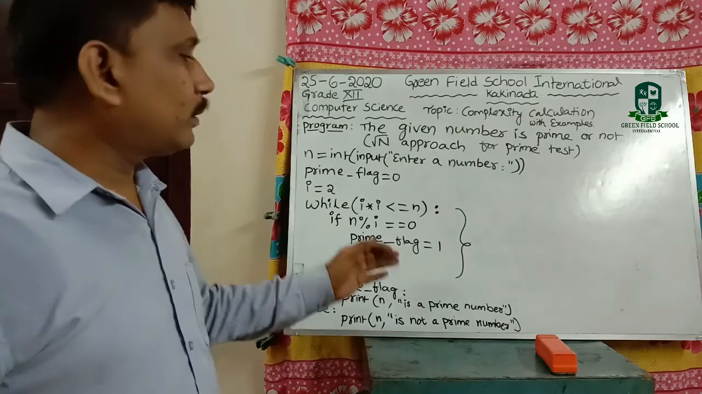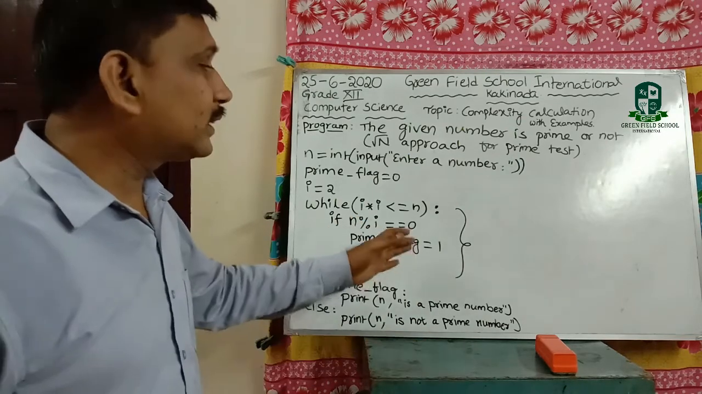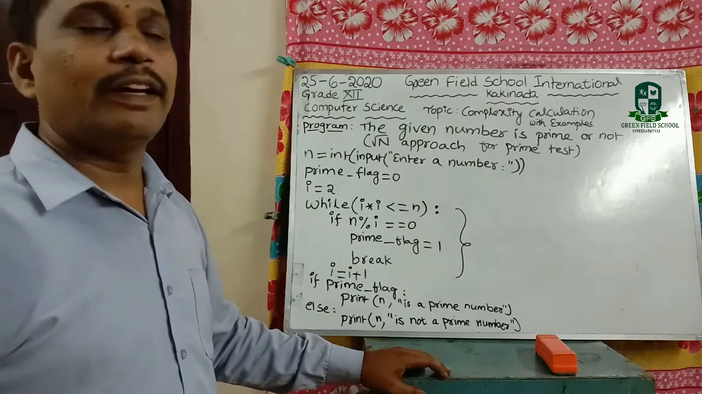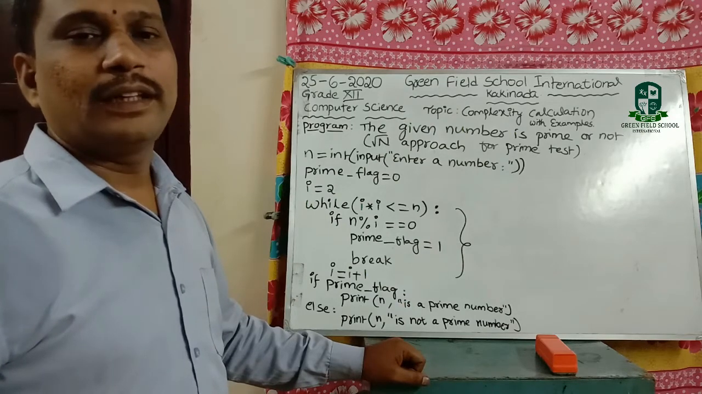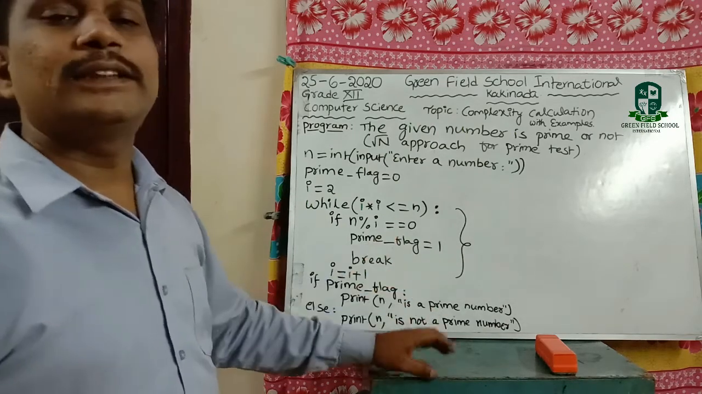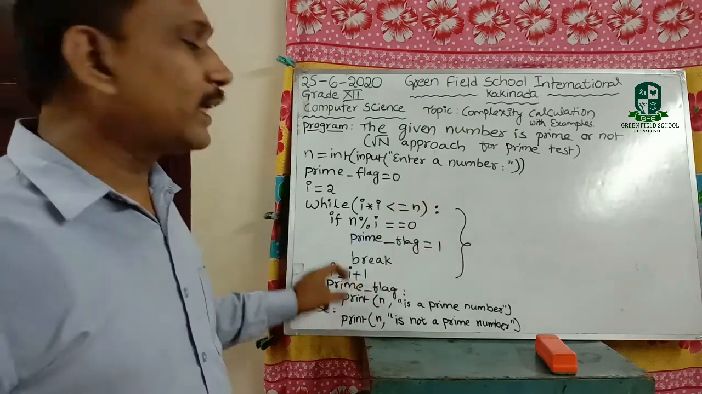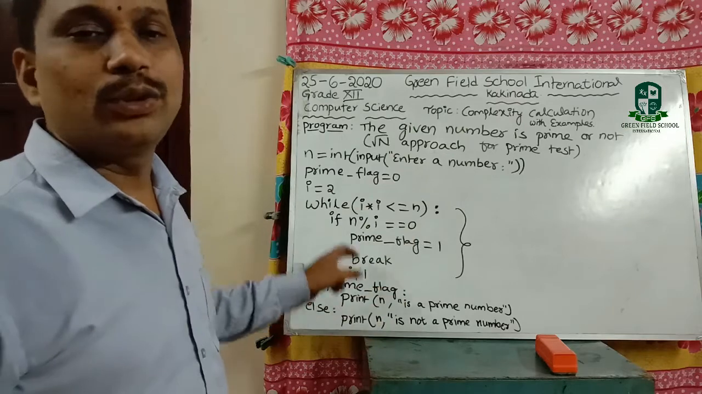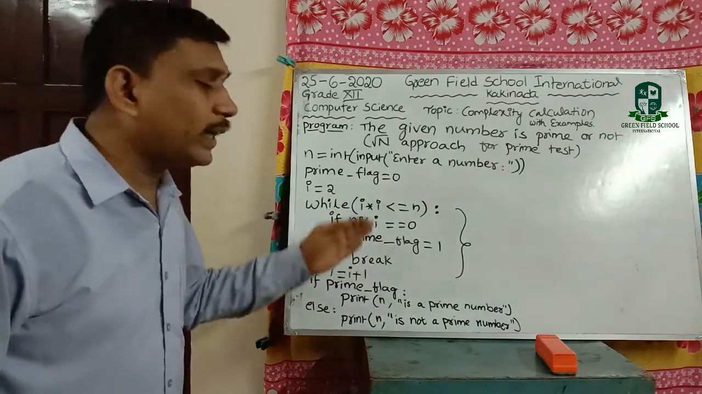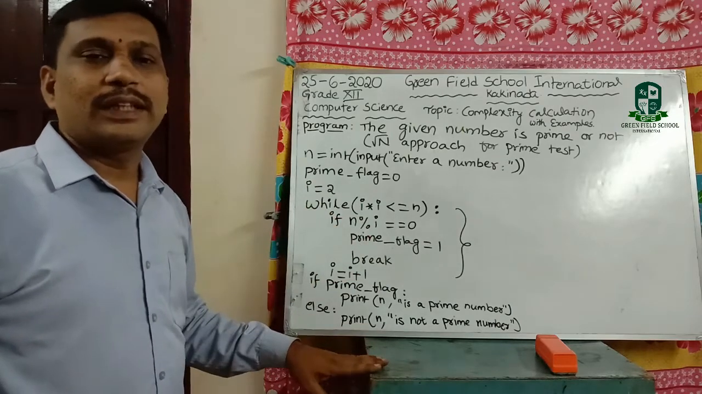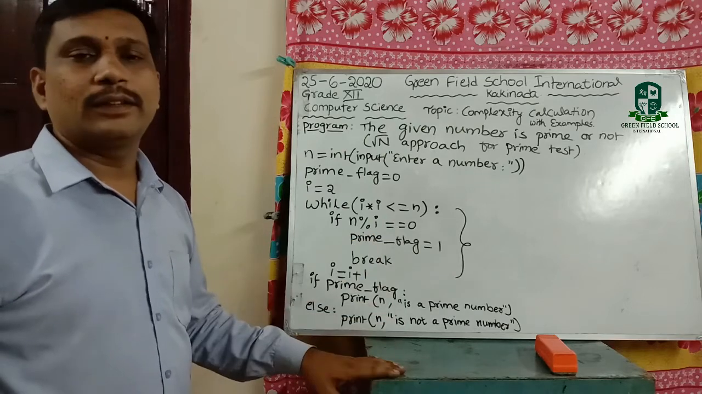The time complexity of the last program is n, but this time the time complexity is root n. Why? Because here this while loop repeats root n times. But last class we used a for loop, and that for loop executed n times. That is the difference between the previous program and this technique.